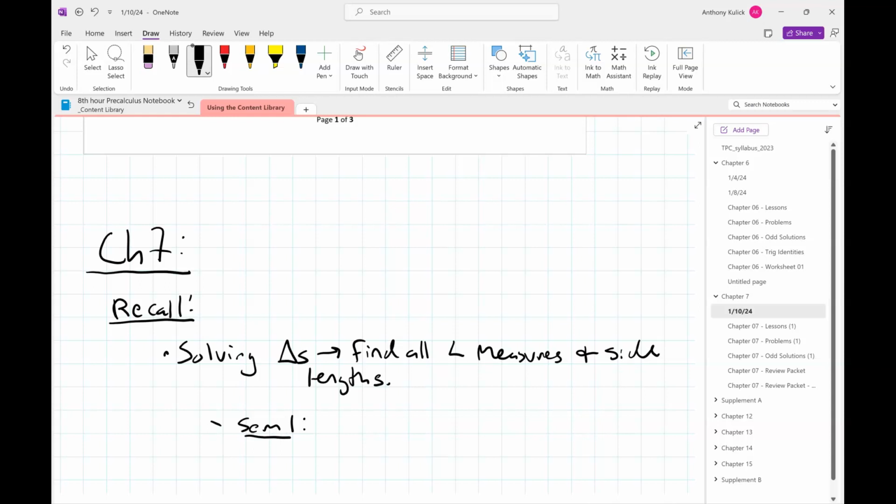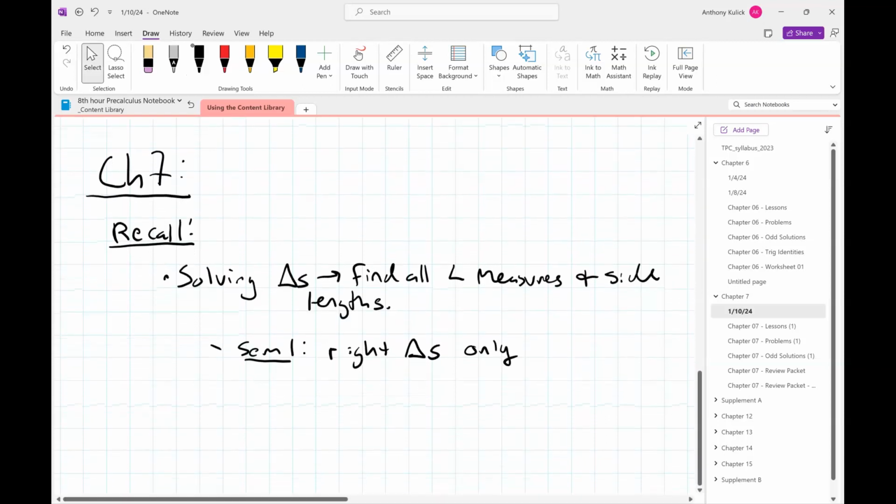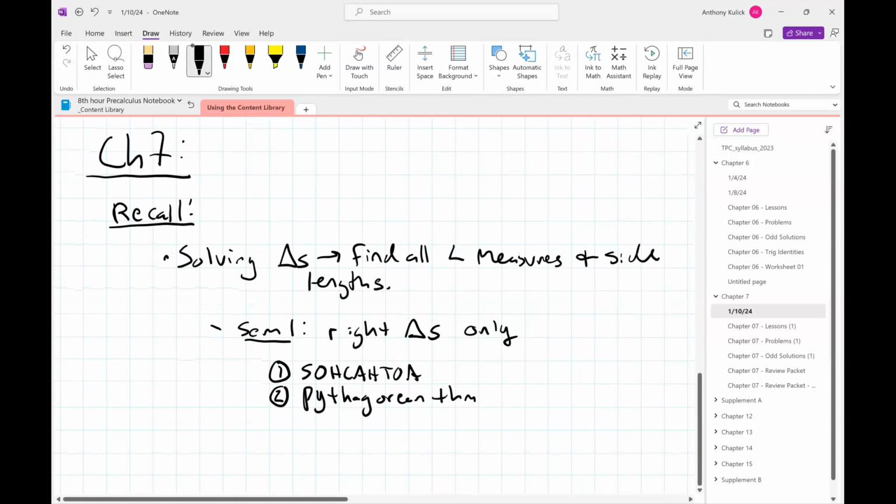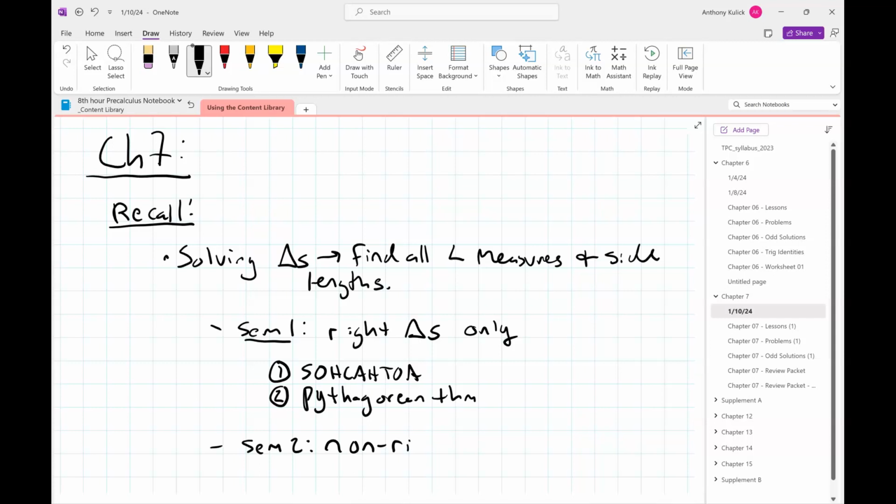In semester 1, we did this for right triangles. The tools we used to do this were SOHCAHTOA and/or the Pythagorean theorem, right? In semester 2, starting today, we're going to learn how to do this for non-right triangles.